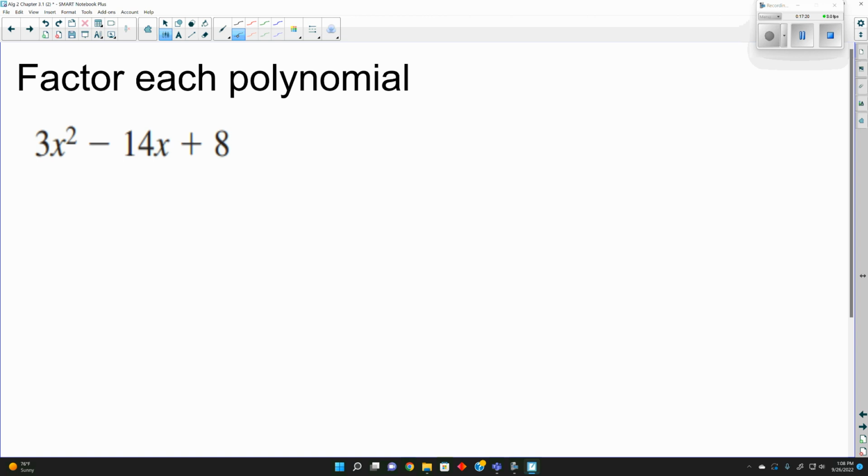3x squared minus 14x plus 8. Is there a greatest common factor? No. So we'll have two sets of parentheses with 3 spaces. Now the 8 in this case is positive. The third term is positive, so the signs are the same and they match the sign of the middle term. So positive and negative means these are both negative.